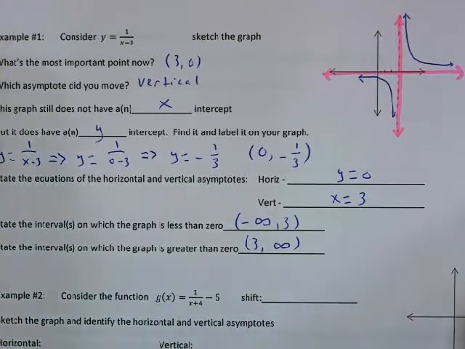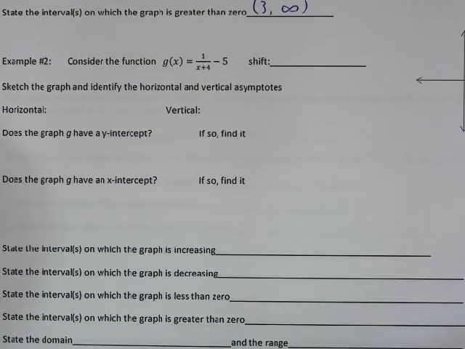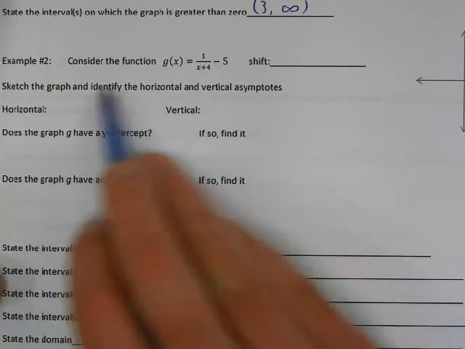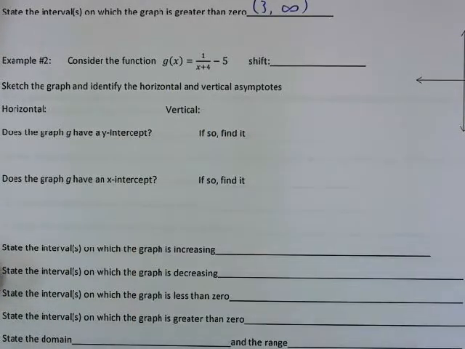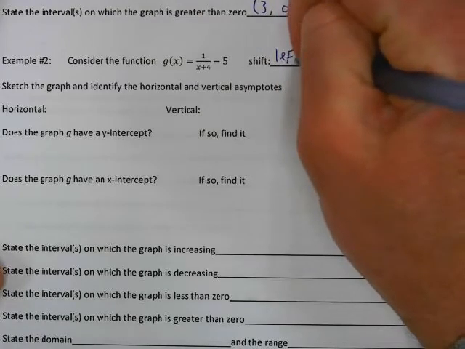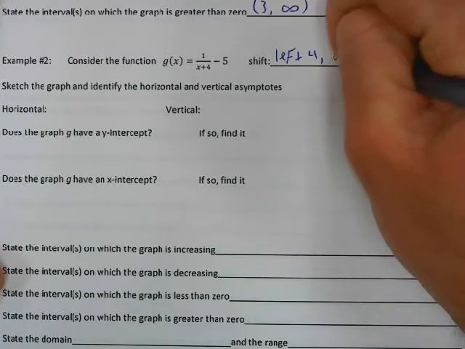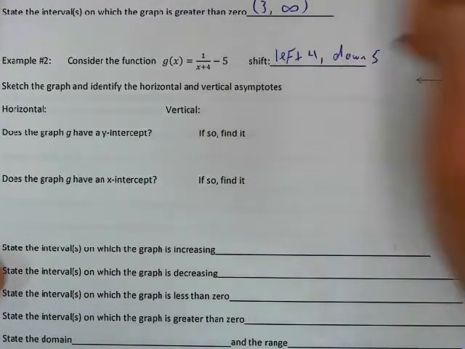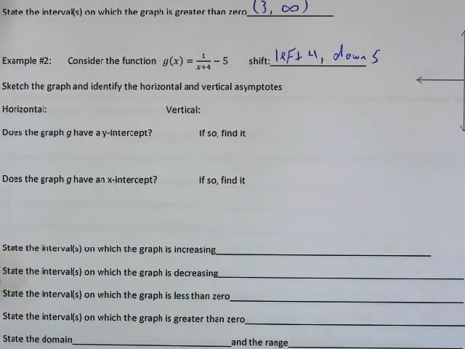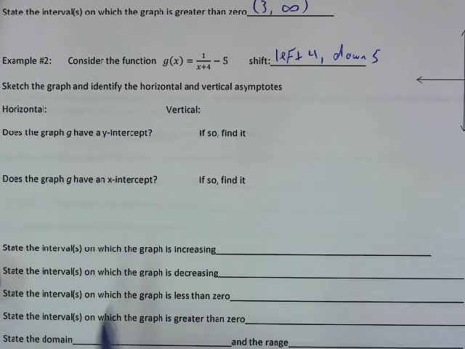Okay? All right. Example number 2. We're actually getting through these fairly quickly. All right, our next function is 1 over x plus 4, minus 5. So then what is the shift going to be for that one? Okay, well, this is going to move us left 4. And then subtracting 5 from the end is going to move us down 5. Okay, so our shift is going to be left 4 and down 5. We want to sketch the graph and identify the horizontal and vertical asymptotes.